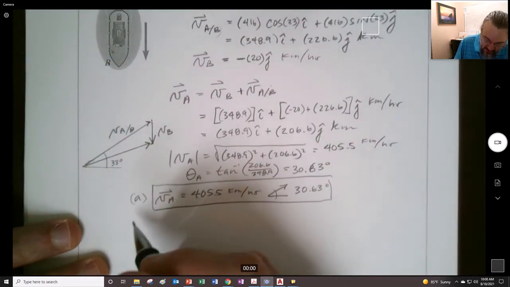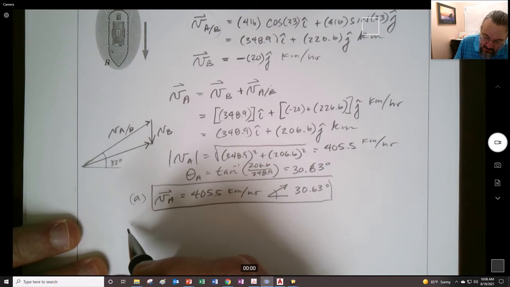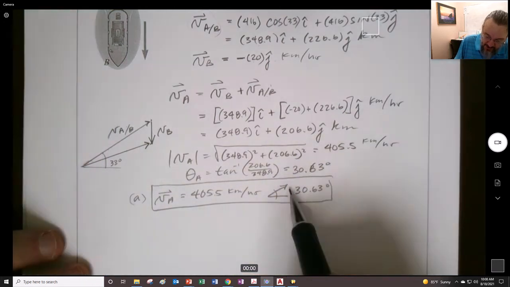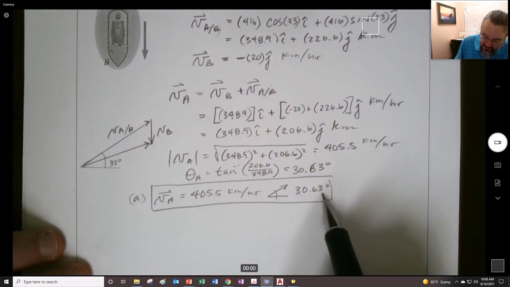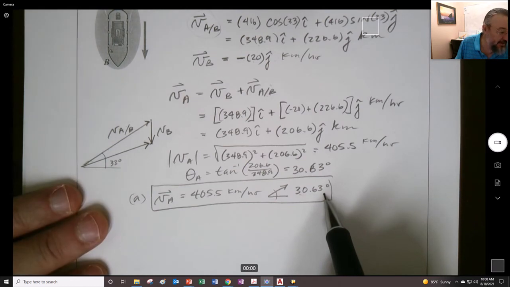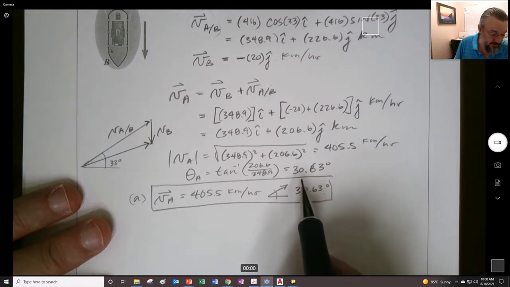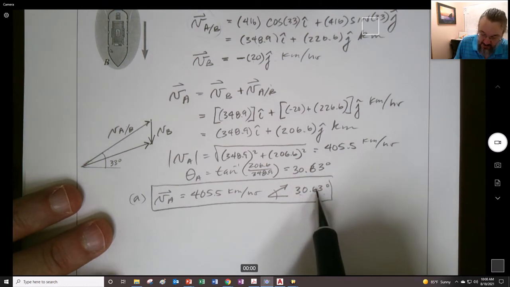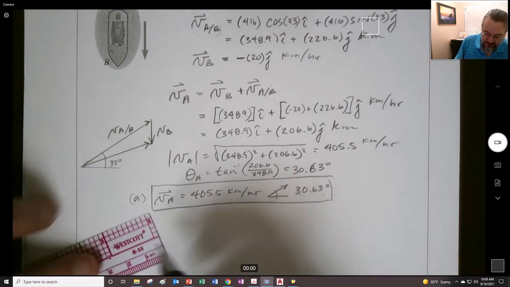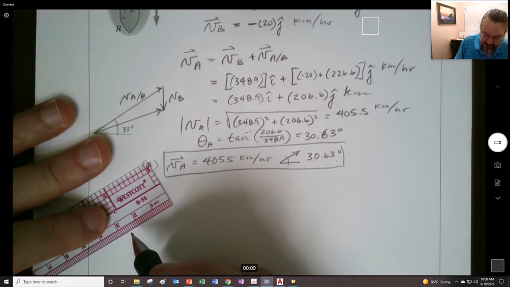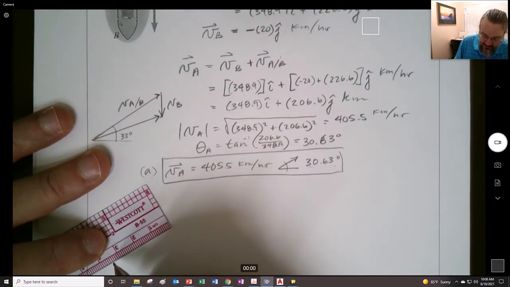So now they're going to be pretty tight, right? Because this is 30.63, and this is 30 degrees, right? It's going to be a pretty narrow triangle, so we might actually need to exaggerate it a little bit, right, to be able to do there.